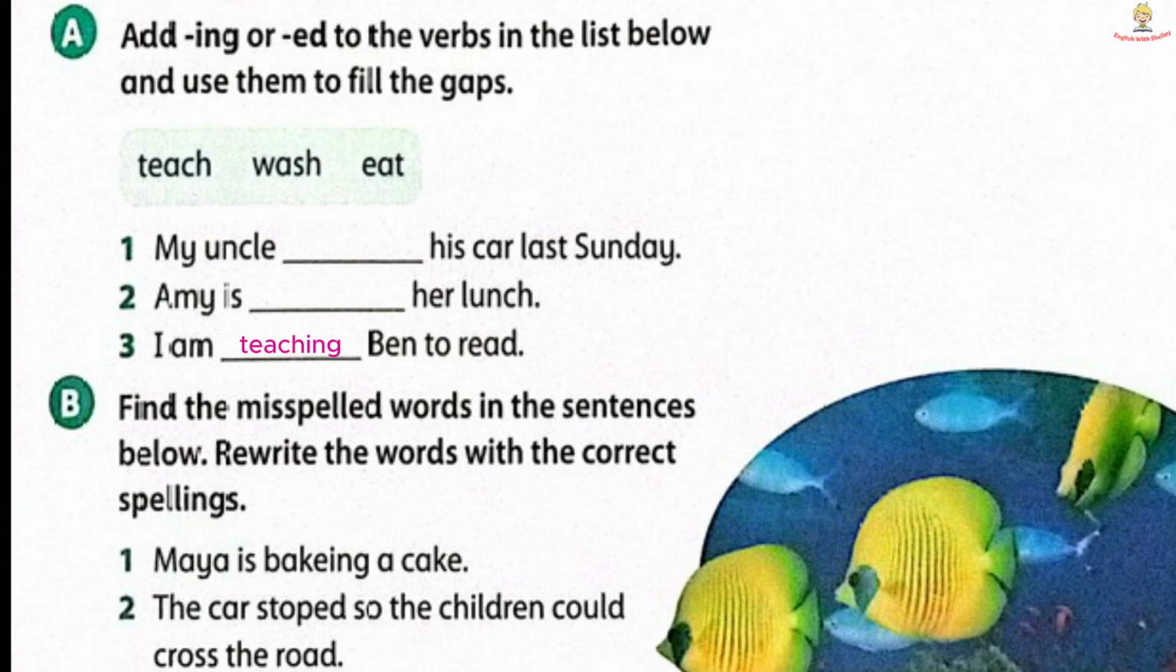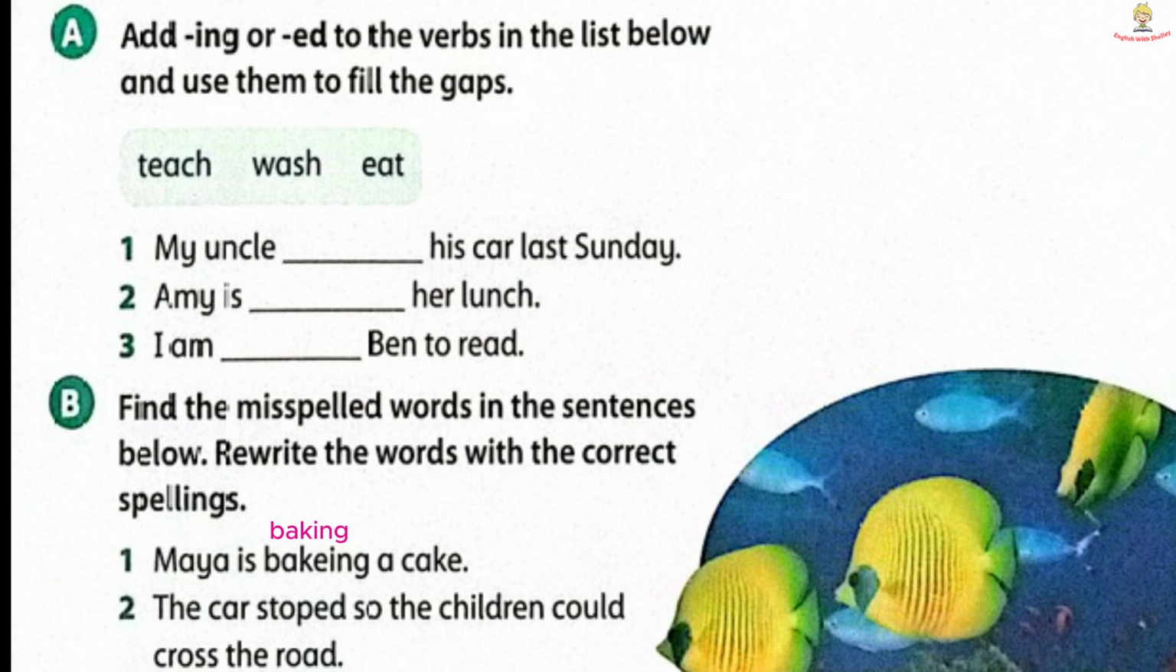Part B. Find the misspelled word in the sentences below. Read out the words with the correct spelling. So here are the sentences in which there are verbs and those verb spellings are wrong. So you have to write the right spelling of those verbs. First one is: Maya is baking a cake. So the verb in this sentence is baking and it is misspelled, and the right spelling is baking.